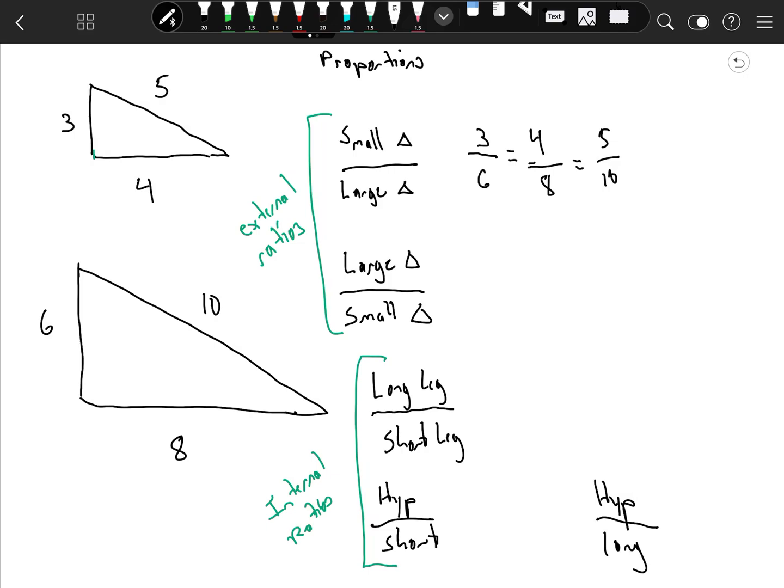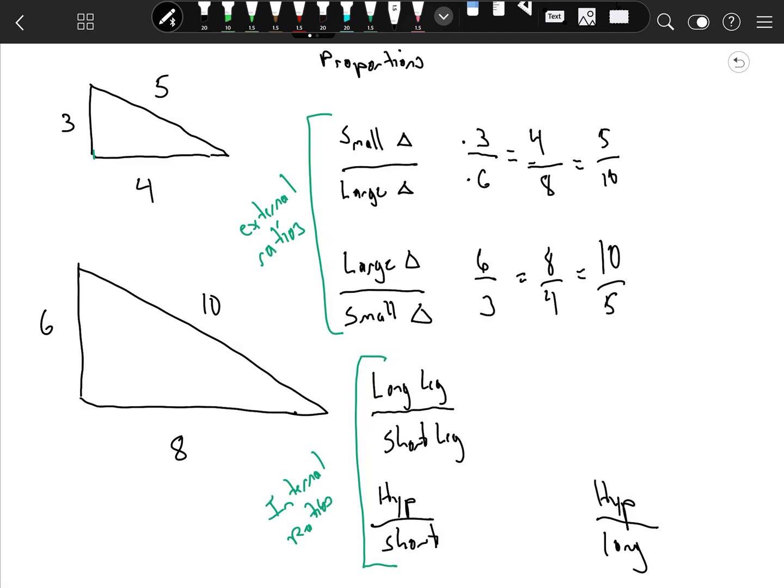Now this is called an external ratio because we're taking a leg from the small triangle and a corresponding leg from the large triangle, and we're dividing them out there. Okay, now there is one other variation on this. We could say 6 over 3 equals 8 over 4 equals 10 over 5. Either way works. If you set it up with the large triangle on top or the small triangle on top, it doesn't make much difference. You're still going to get equality statements here that are true.